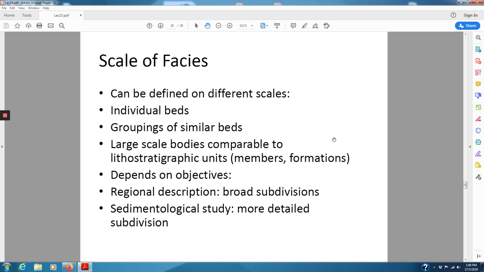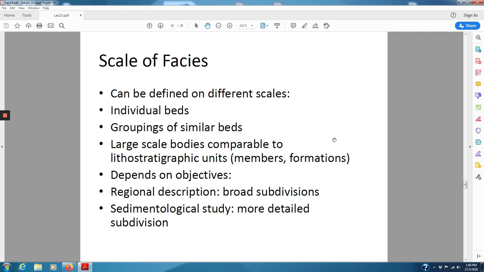Okay. So we know how to subdivide a sedimentary succession into facies using a certain set of criteria which have sedimentological significance, right? They can help us interpret the environment. But what scale do we use? How thick can my facies be? Are they just things which are centimeter in scale? Can my facies be 100 meters in scale? What scale do I use?